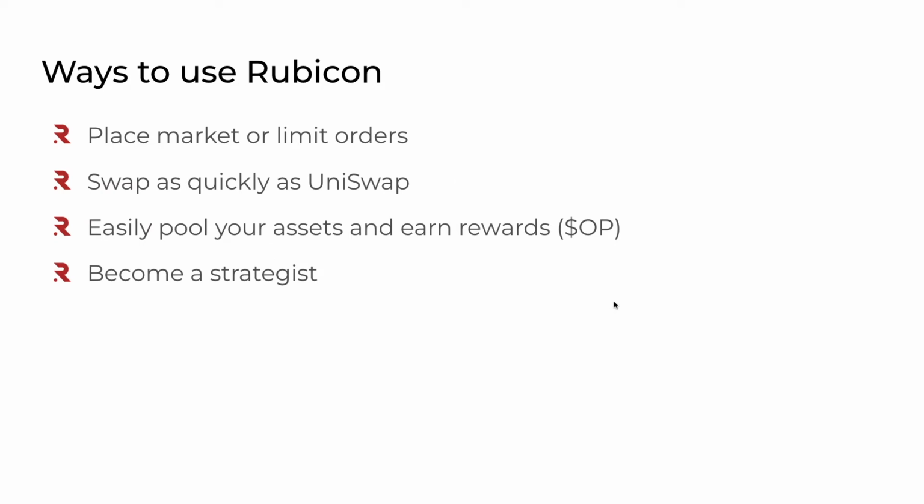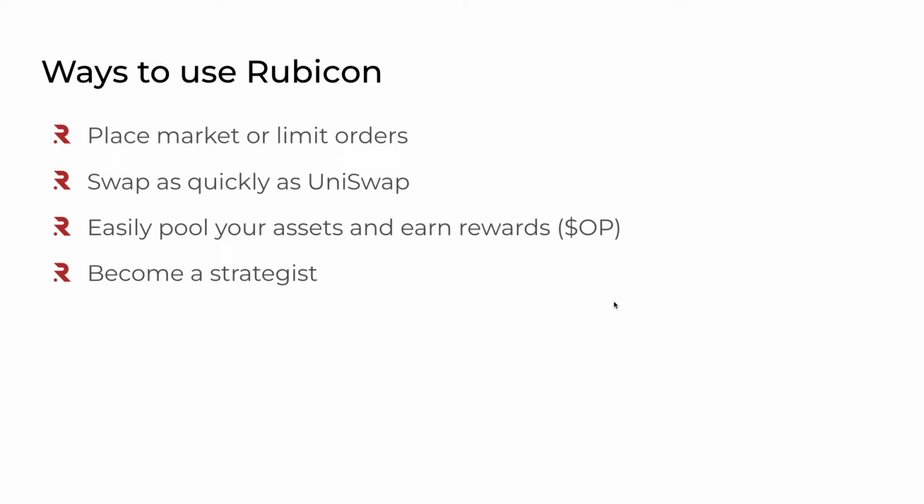So let's break down one more time just to get a feel for how you can use Rubicon. So you can place market or limit orders. And so market orders will execute immediately at the current market price, and it will try to give you the best price. Limit orders will wait until a certain price is hit to execute your trade. And you can buy or sell on a limit order or a market order.